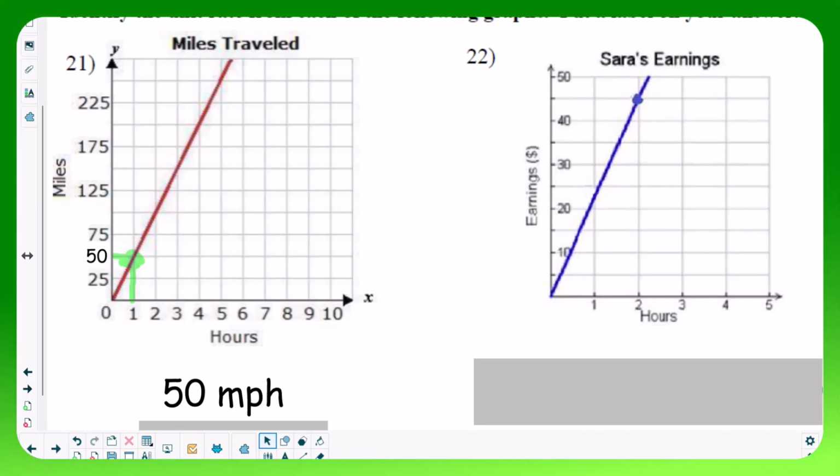So if I look at this one right here and I follow it up, I'm noticing that this is going to hit the blue line kind of in the middle of the box or the middle here.